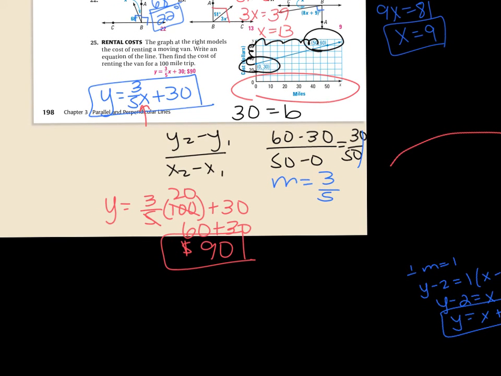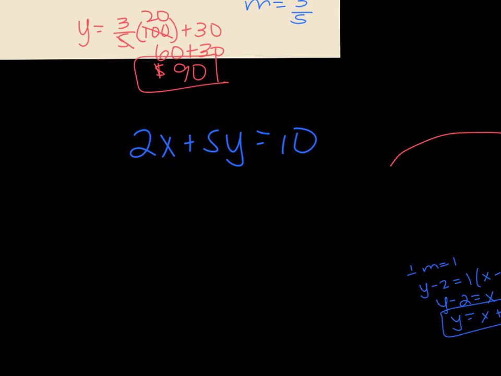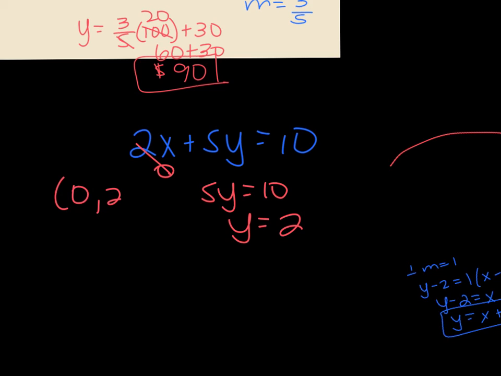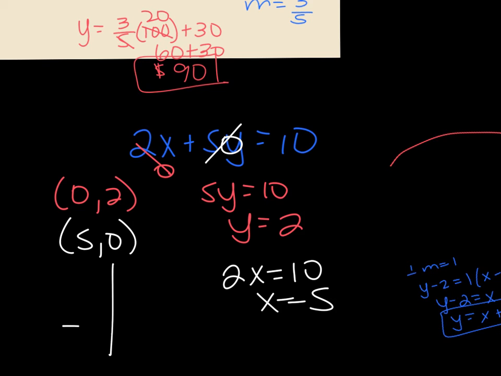Graphing using intercepts. So if I had 2x plus 5y equals 10, and I asked you to find the intercepts, remember you plug 0 in for x to find the y-intercept. So this would cancel. I'd get 5y equals 10. y would equal 2. So 0, 2. And then plug in 0 for y to find the x-intercept. So this would go away, and I'd get 2x equals 10. x would equal 5. And then I can graph using those intercepts. So 0, 2, 5, 0. Connect your points.